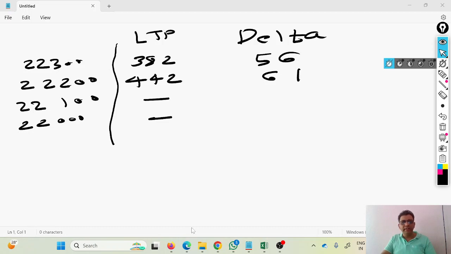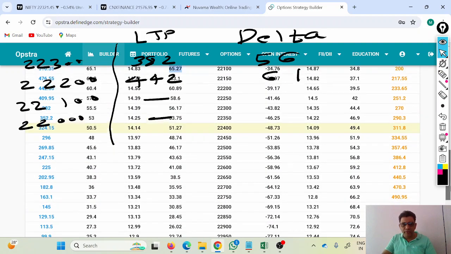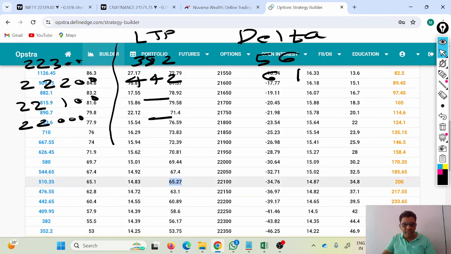Then 22,100 and 22,000. The delta for 22,100 is 65, and for 22,000 it is close to 70. So 65 and 70, I may note down.